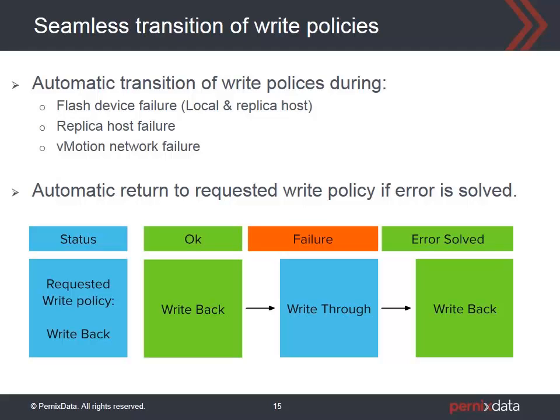So let's take a look at a flash device failure. Let's say the replica host has a flash device failure. FVP detects it. We go into write through mode for the virtual machines who are in write back on that host that is using that replica host. And then it will run in write through until the error is solved. Until you install a new flash device, we will detect it as well, and then we seamlessly transition back to write back again to give you the best performance. But the key is to always have the data saved. So we always go to write through when there's a problem.